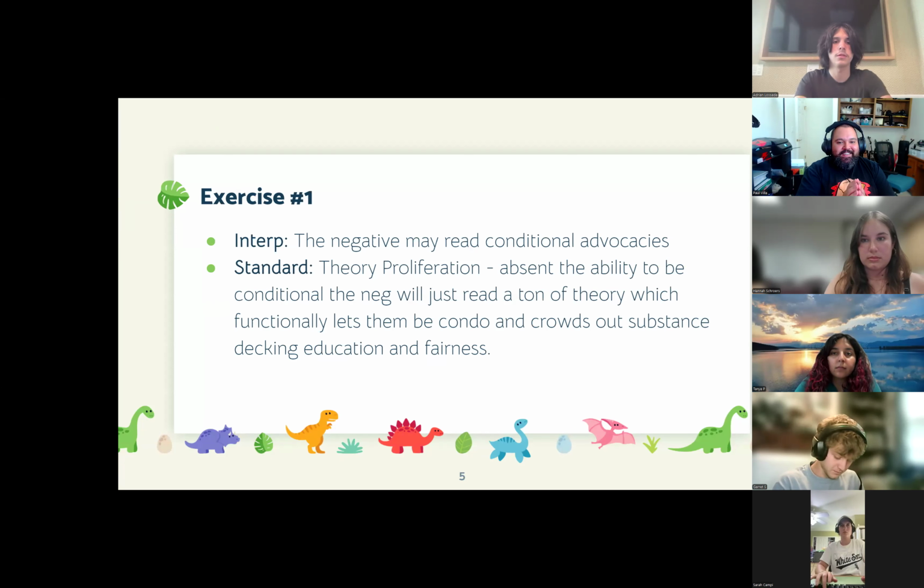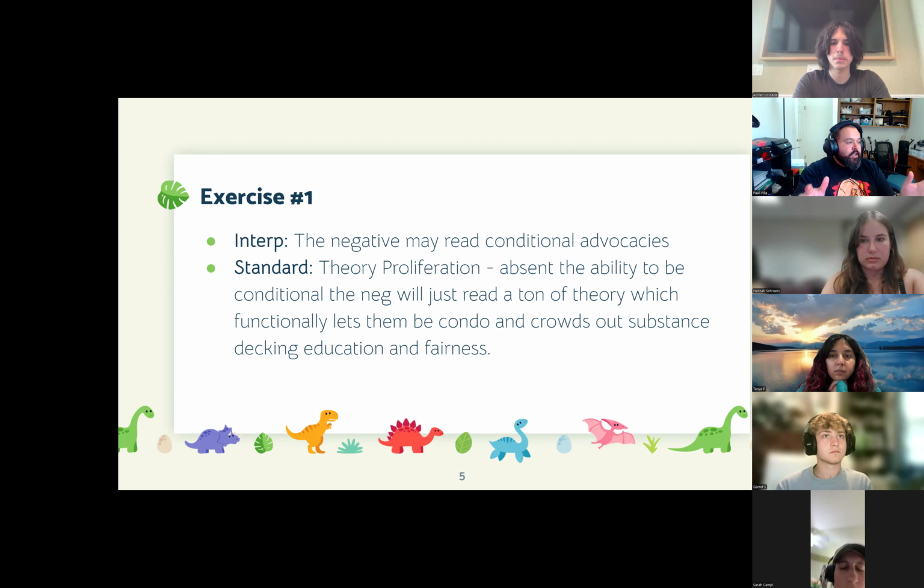Here's the exercise. They read an interpretation, a counter interpretation, technically. The negative may read conditional advocacies. They offer a standard for that interpretation. They call it theory proliferation. They say that absent the ability to be conditional, the neg will just read a ton of theory, which functionally lets them be conditional and crowds out substance, which decks education and fairness. Okay. I imagine any of you who've debated on the national circuit have seen this exact set of arguments read.